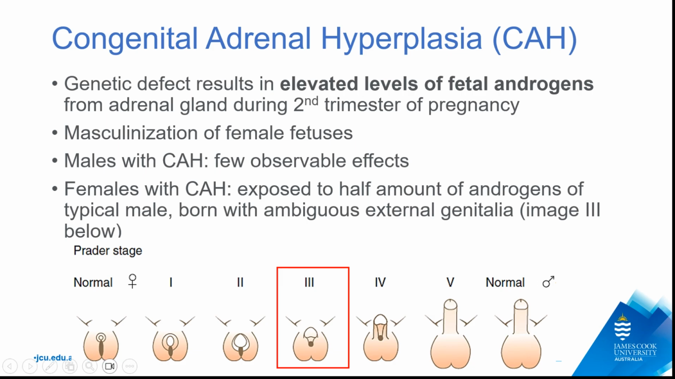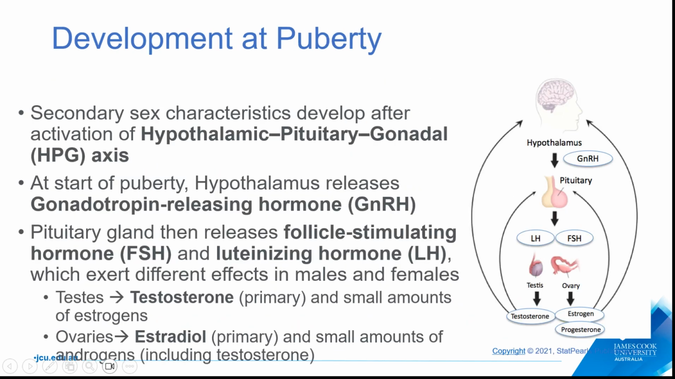Development at puberty, starting with the HPG axis. Very long word, I know. And then we have GnRH, gonadotropin releasing hormone, that is secreted by the hypothalamus, important for growth. Then we have FSH and LH. They exert different effects in males and females. In secondary school, usually what we learn is that FSH and LH are part of the menstrual cycle. We didn't learn that they are important for males. It is important for males, right? Okay.